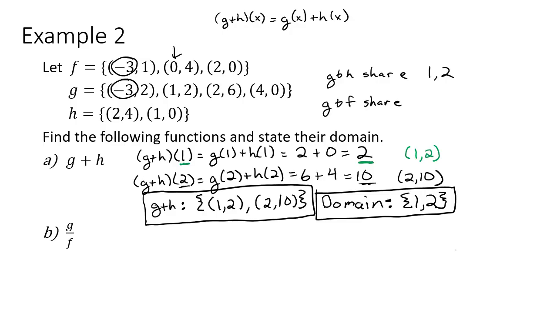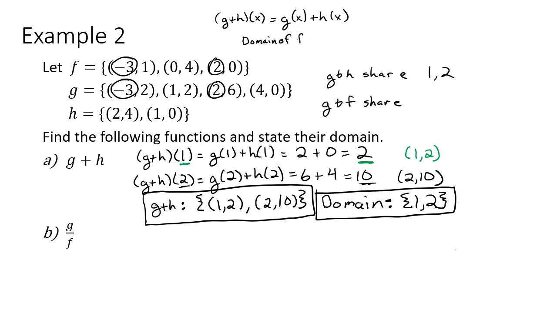F has an input of 0, but G doesn't. That's no good. They have a 2 in common, and G has an input of 1, but F doesn't, so that's no good. And if you have trouble seeing what they have in common as a list of ordered pairs like this, you could always write out the domains.